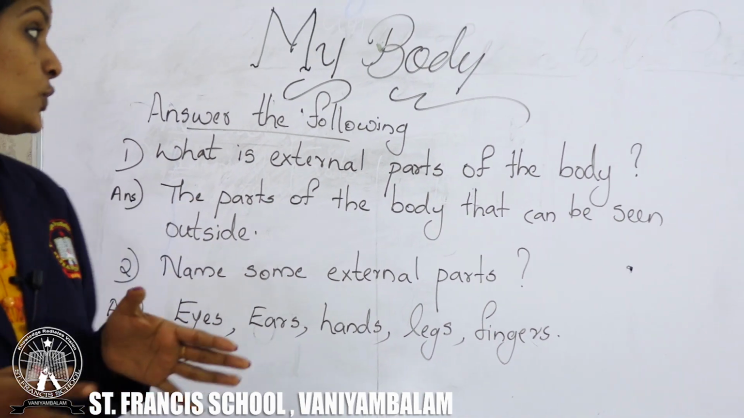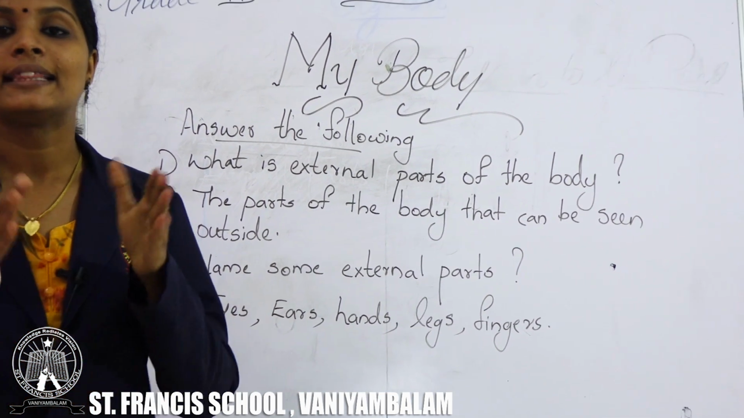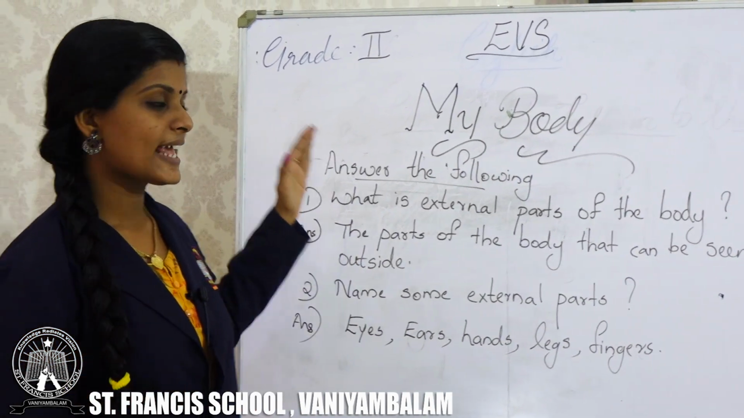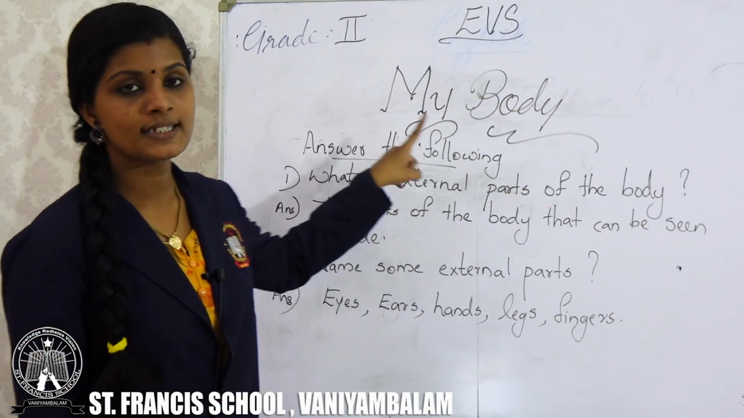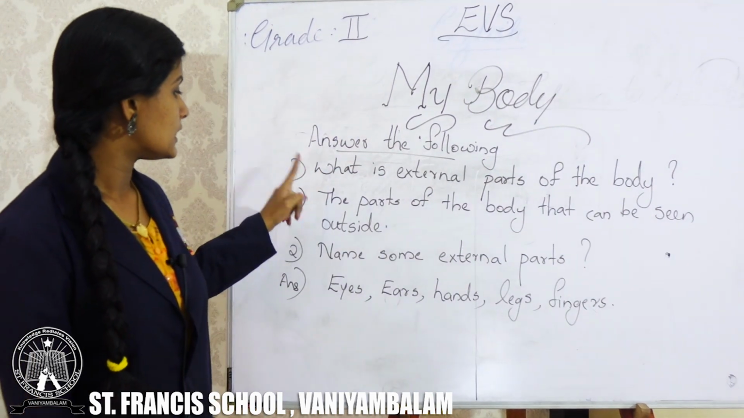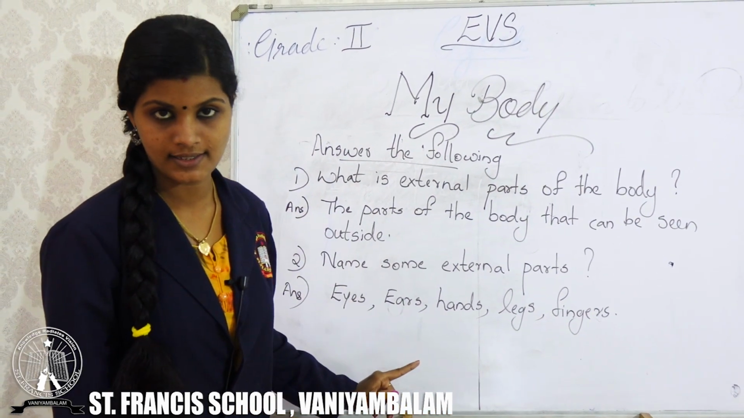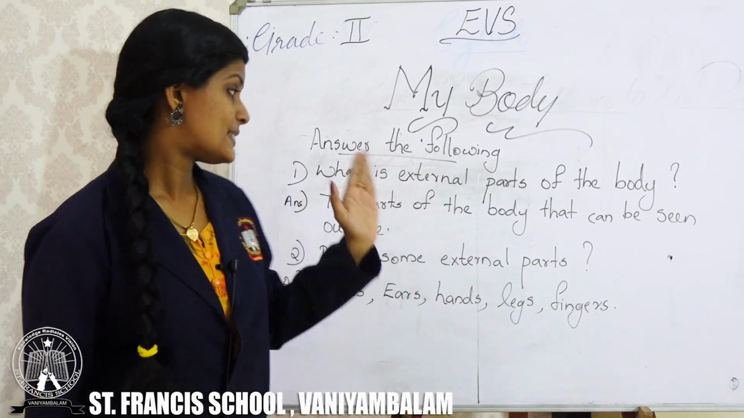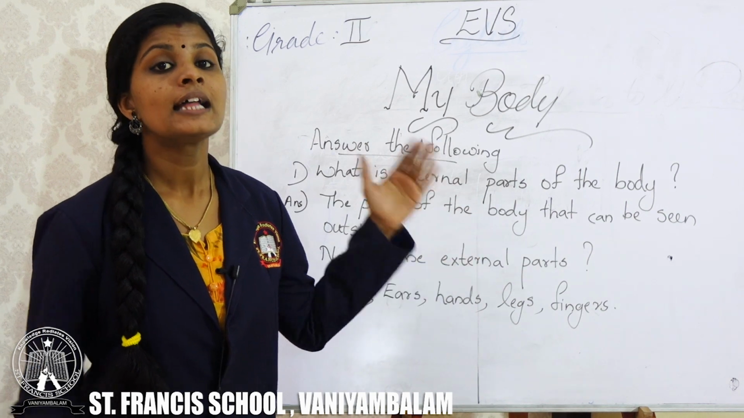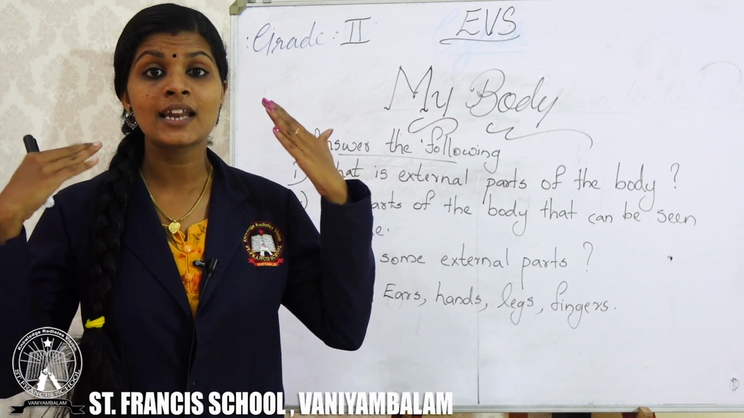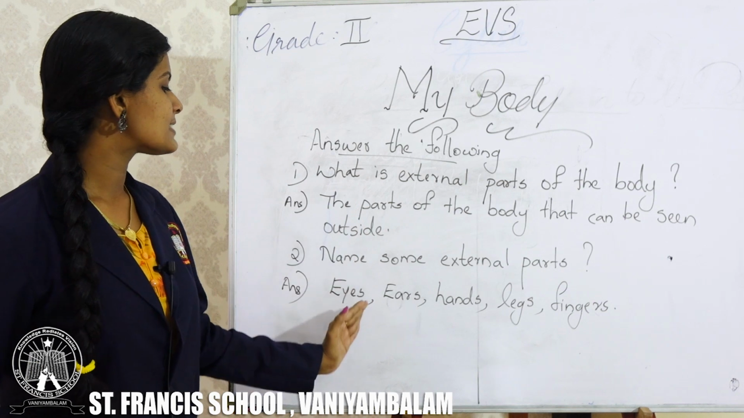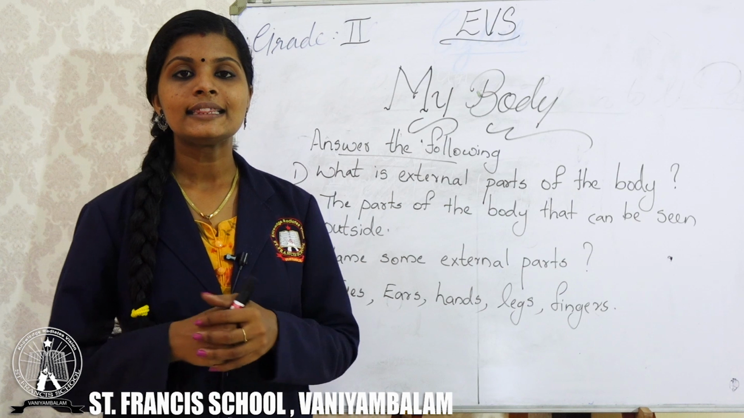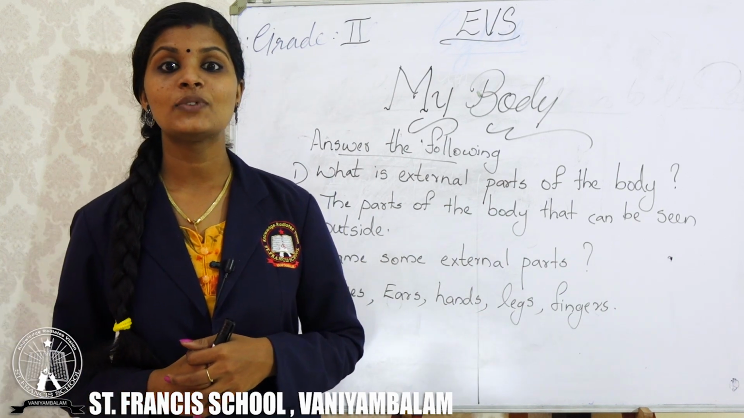On the first page you want to write the heading new words, and then you write the spelling of external and internal. After then the second page you can give the heading answer the following, then you can write these two questions and its answers. So without spelling mistake you want to complete your notebook. It's very easy. What is external parts? The parts of the body which can be seen outside. Then you can write some of the names of external parts. So complete your notebook. Then I am going to give one activity.